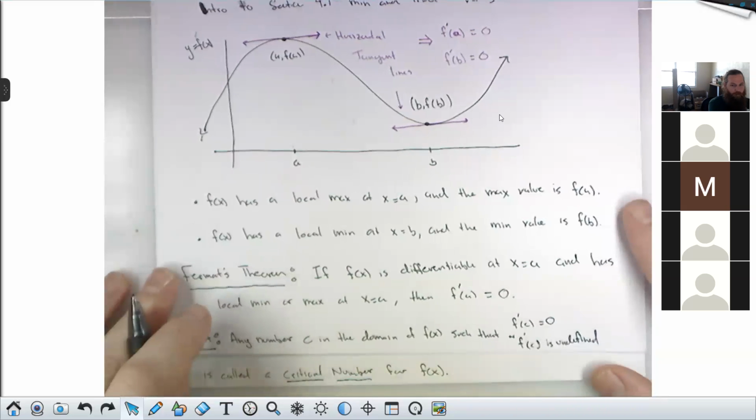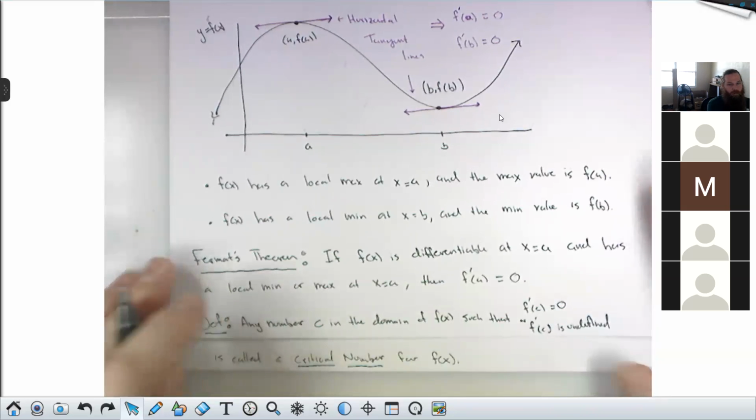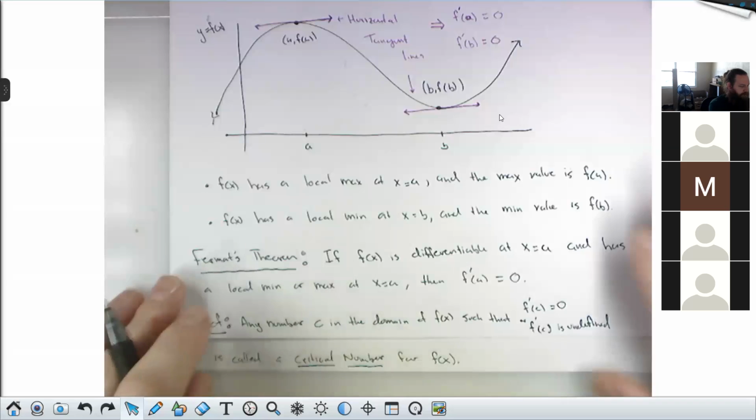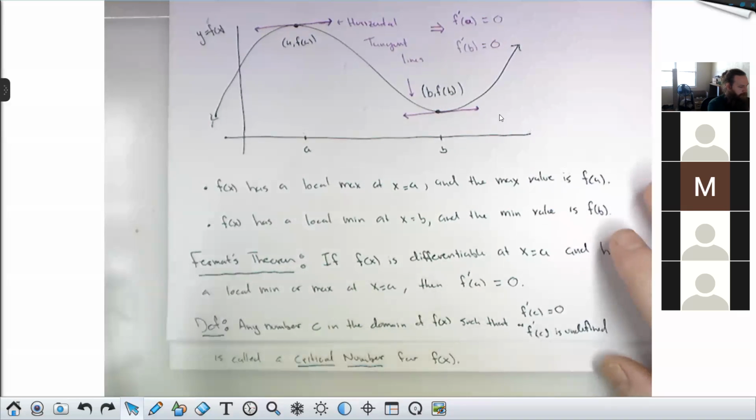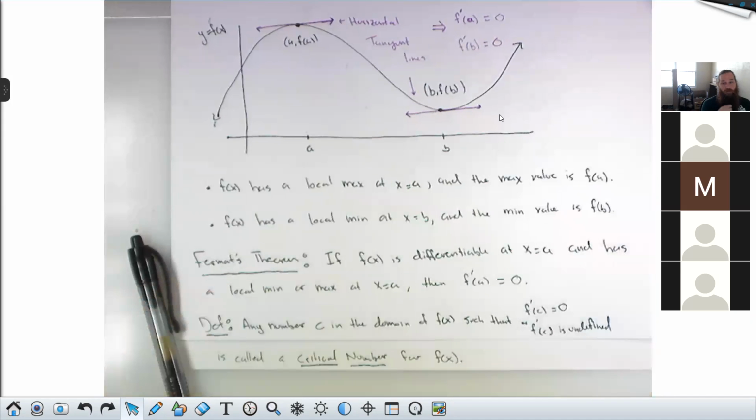All right. So this is where I will pick it up on Wednesday, right from here. So we have Fermat's theorem, which tells us that if you have a min or a max at some number, then the derivative must be 0 there. And you have this definition of a critical number. It says a critical number is any number in the domain of your function such that the derivative of your function is either 0 or undefined.